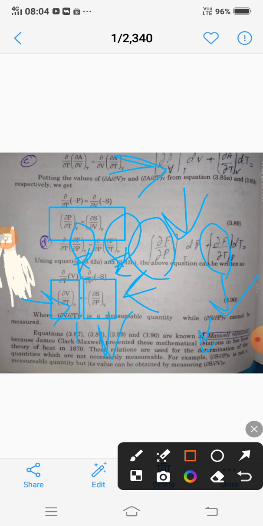So if we want to know the value of the unmeasurable factor, we can determine it by measuring the value of the measurable quantity. This was all about the application of the Maxwell relations. So this is your long question that is highly important, you must notice it nicely. Okay.